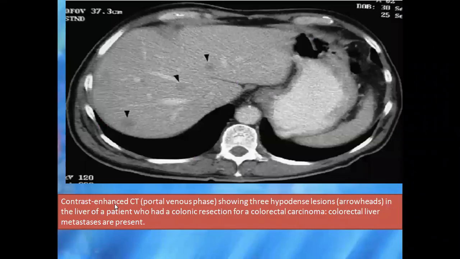This is a case of a 55-year-old female patient with colorectal carcinoma undergoing colonic resection. The contrast-enhanced CT shows three hypodense lesions in the liver that suggest metastasis. These are the hypodense lesions.